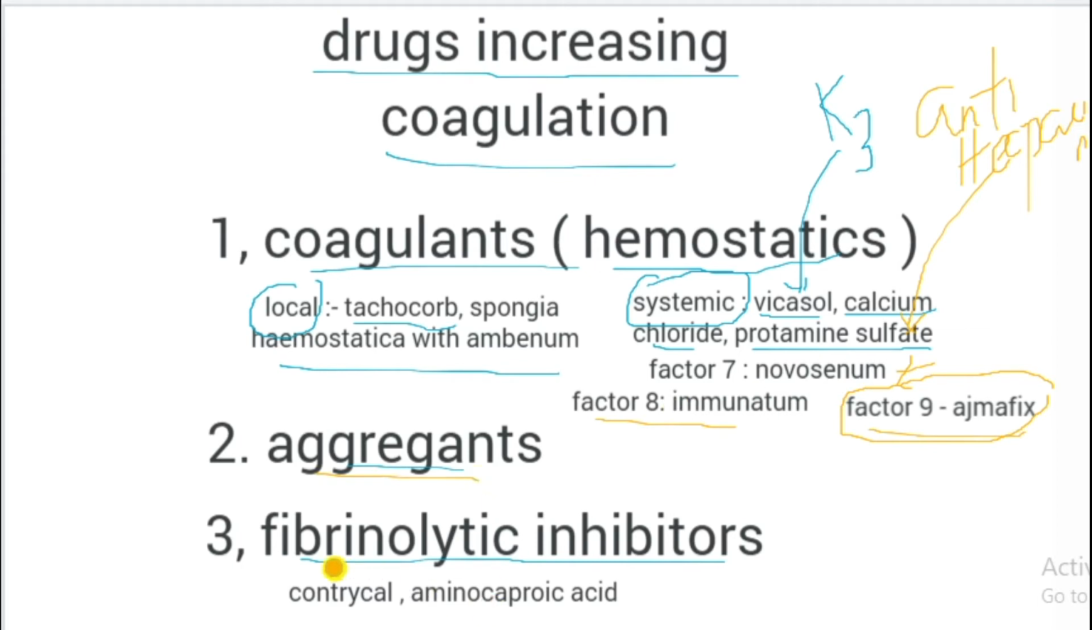Then we have aggregants, then we have fibrinolytic inhibitors. Just study these two: Contrykal and aminocaproic acid. So I want to say, okay, we can discuss some questions based on this topic.